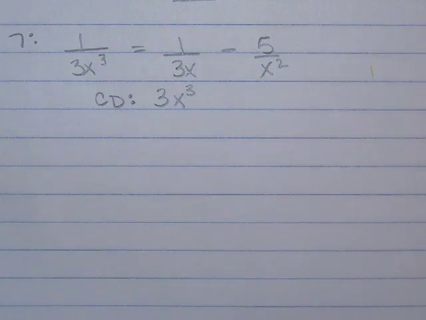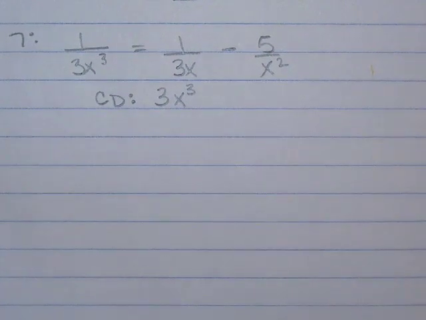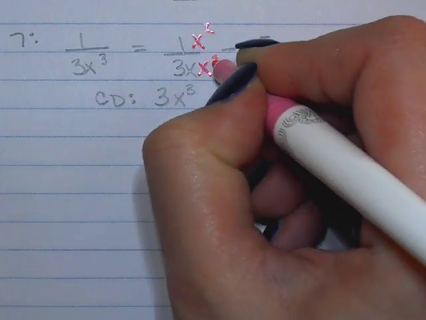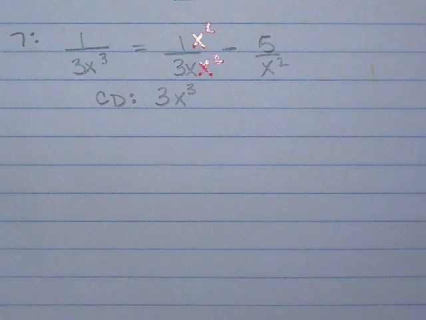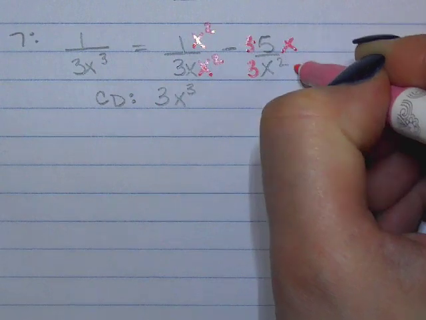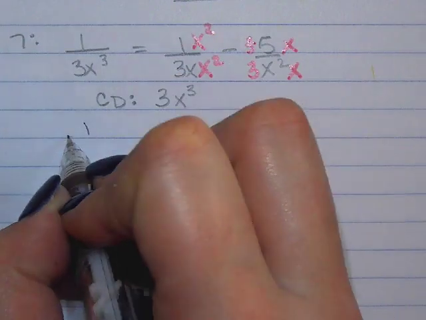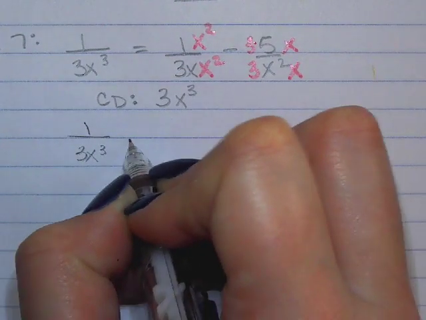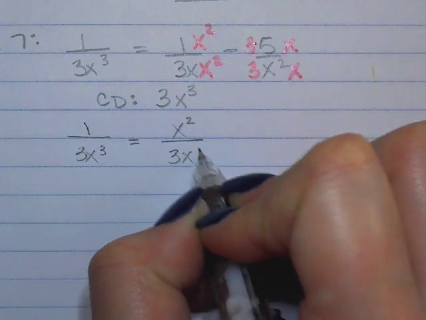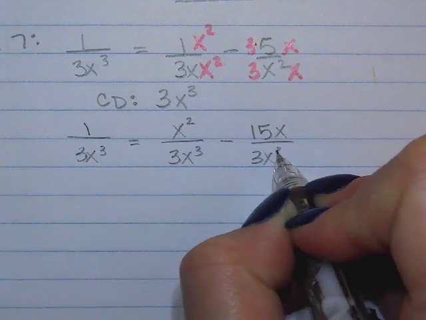Okay, so does the first fraction need anything? No, it's got the whole common denominator. What does the second fraction need? Yeah, x squared over x squared. What does the third fraction need? It needs a 3 and an x. Okay, so we have 1 over 3x cubed equals x squared over 3x cubed minus 15x over 3x cubed.